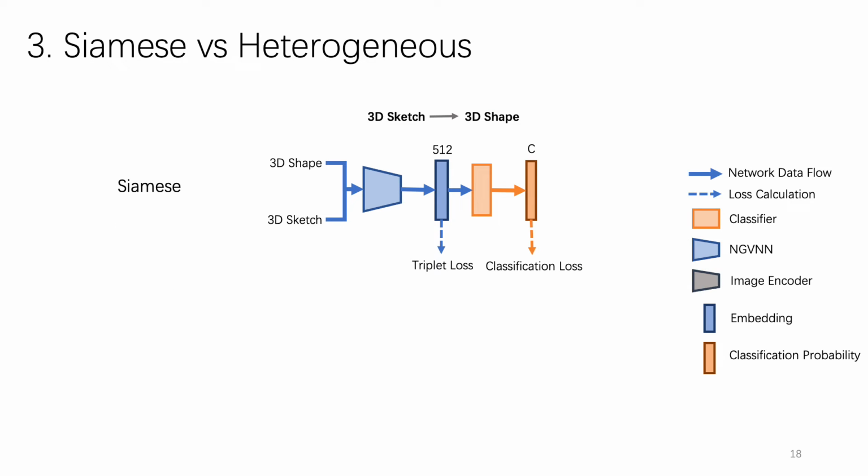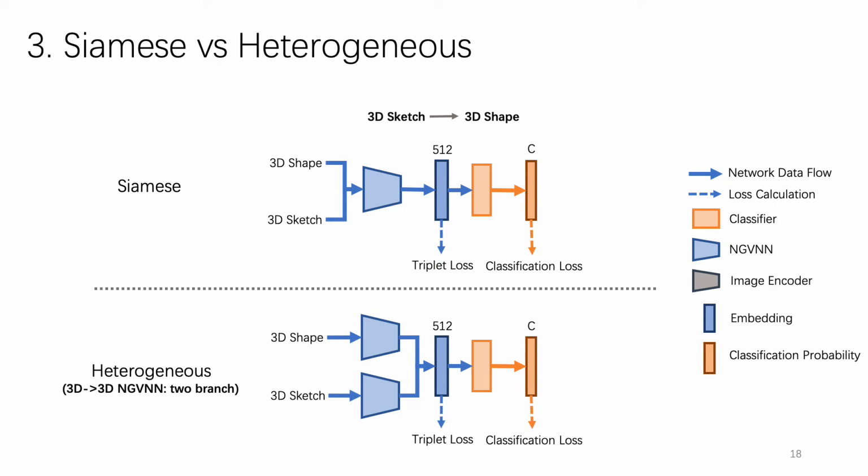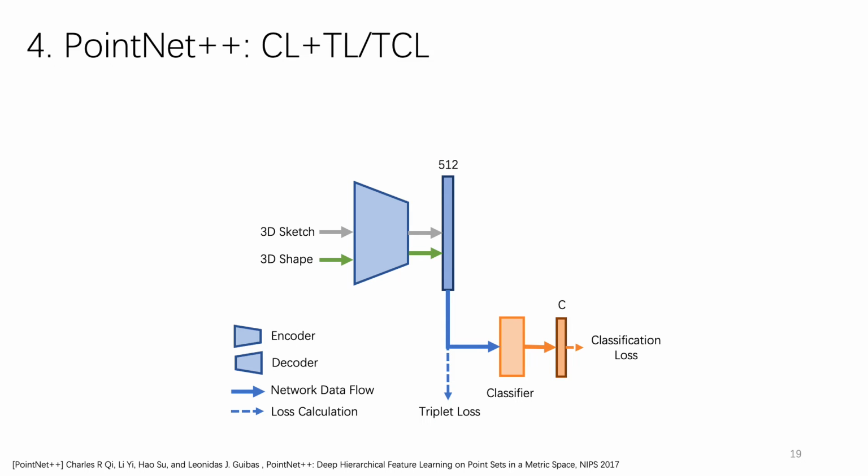For the view-based method, we compare two types of architectures. One is cell-mix, in which case the sketch and shape share encoders, and the other is heterogeneous, in which case the sketch and shape do not share encoders. For the volumetric-based model, we use the cell-mix network. The feature vector is a 512-dimensional vector in both view-based and volumetric-based cases.